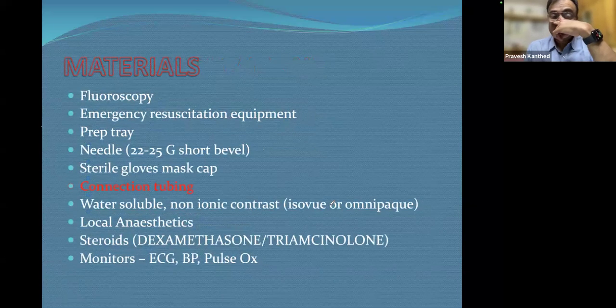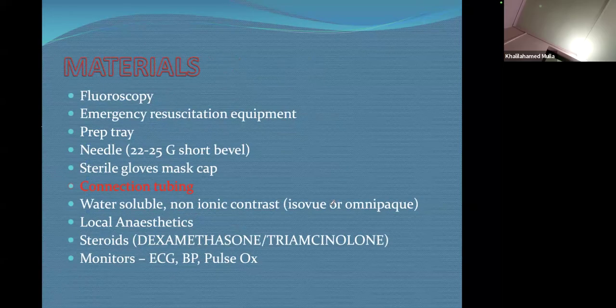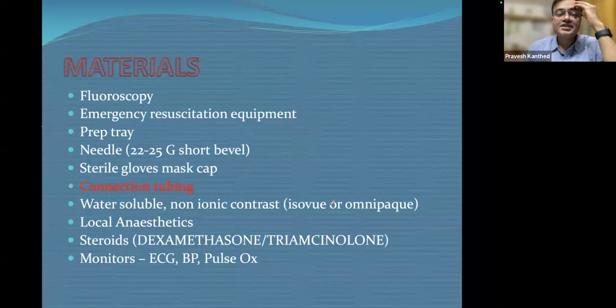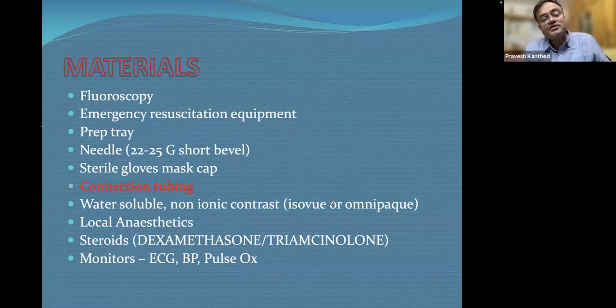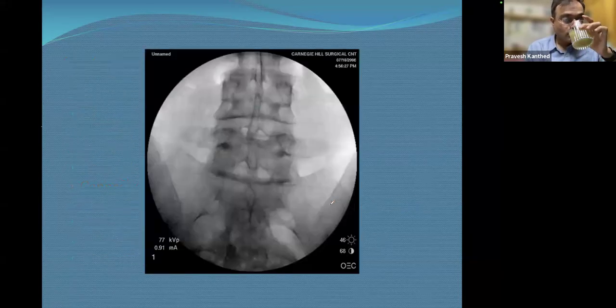Now, what are the things required to do these procedures? Fluoroscopy, emergency resuscitation equipment, prep tray, needles, spinal needles 20 to 25 gauge, short bevel, sterile gloves, cap, mask, connecting tubing, water-soluble non-ionic contrast like Omnipaque, local anesthetic, steroids like dexamethasone, triamcinolone, or Depo-Medrol, and obviously basic ASA monitoring.